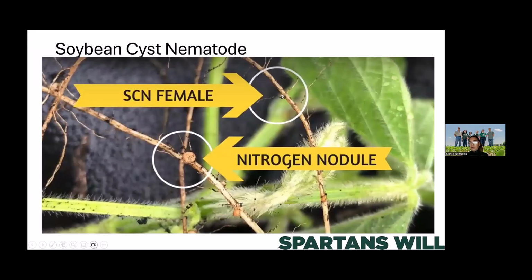To know how soybean cyst nematode looks, I have a couple of pictures. So you can see a soybean cyst nematode right there. It looks like a grain of sand. And this is a nitrogen nodule. A nitrogen nodule is about 10 times bigger. And here's the soybean cyst nematode again, that little white dot right there.